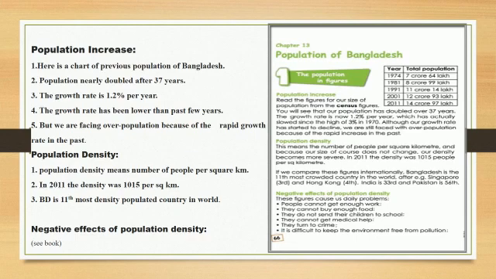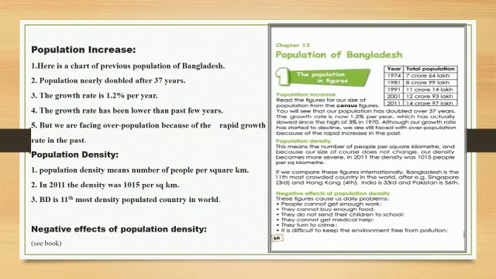So in the beginning of the chapter you can see here is a chart about the total population in Bangladesh in the past few years. So you can have a look at this chart, and here is a point named population increase. So population nearly doubled after 37 years, and the growth rate is 1.2% per year. The growth rate has been lower than in past few years, but we are still facing problems because of the rapid growth rate in the past.